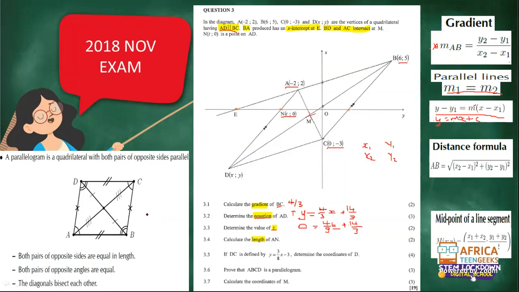Is that fine? So do you guys understand up to that point? So you just have to solve for your T, and then you are settled because you used your equation for line AD, and then you looked for the x-intercept. So now you have your value of T.